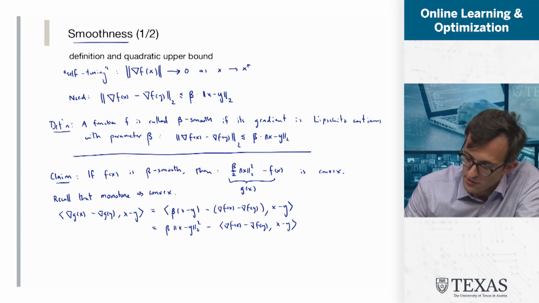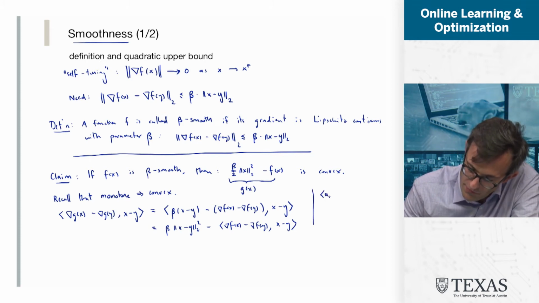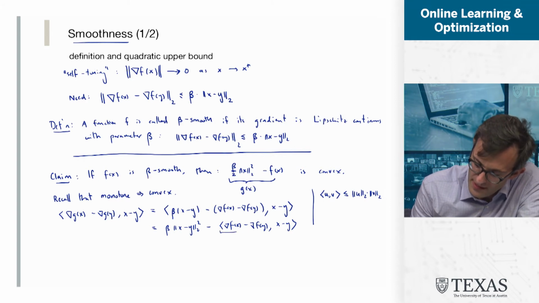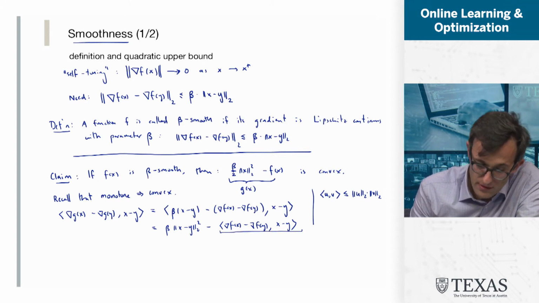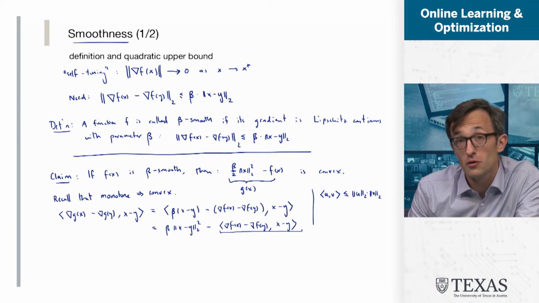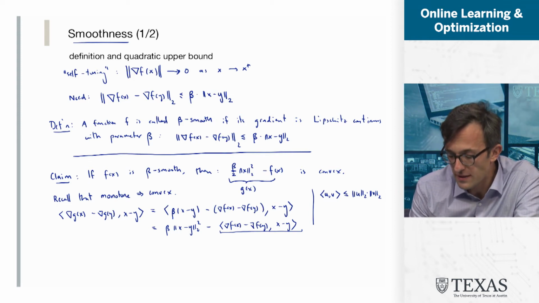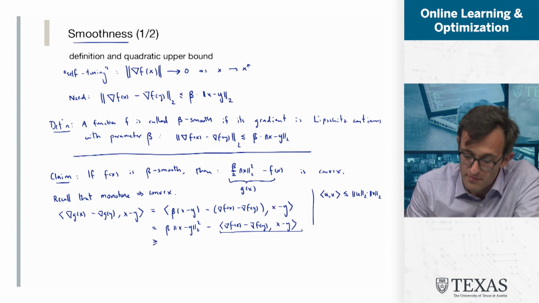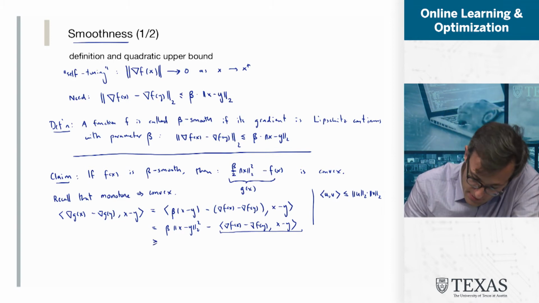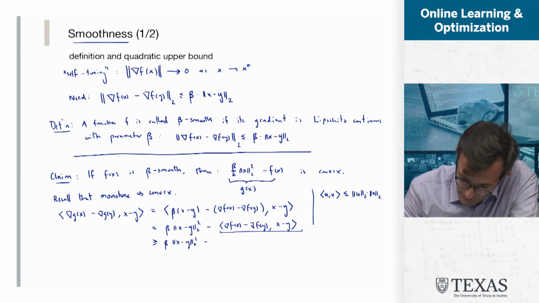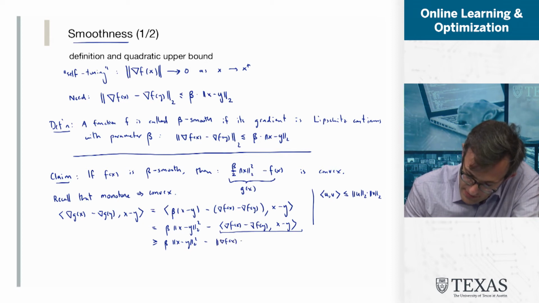Now I'm going to use Cauchy-Schwarz. So remember that u dot v is less than or equal to the norm of u times the norm of v. So I'm going to replace this with something bigger by using Cauchy-Schwarz. But if I'm subtracting something bigger, what's going to happen? I'm going to only make this potentially smaller. So this is greater than or equal to beta times norm of x minus y squared minus the norm of gradient of f of x minus gradient of f of y times the norm of x minus y.